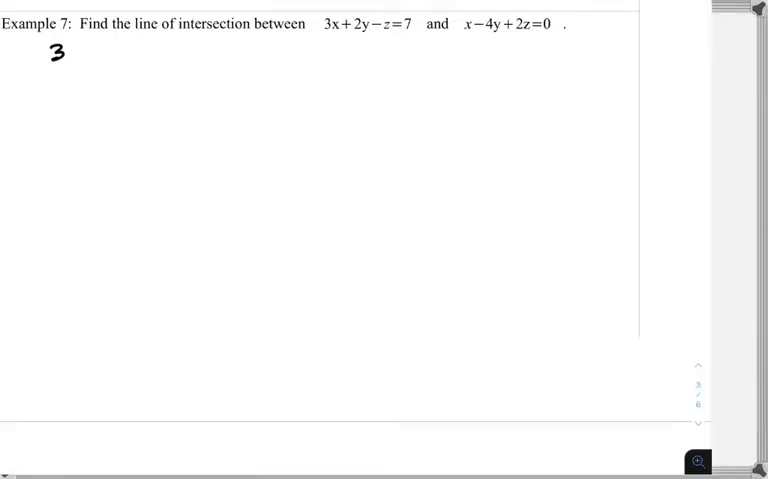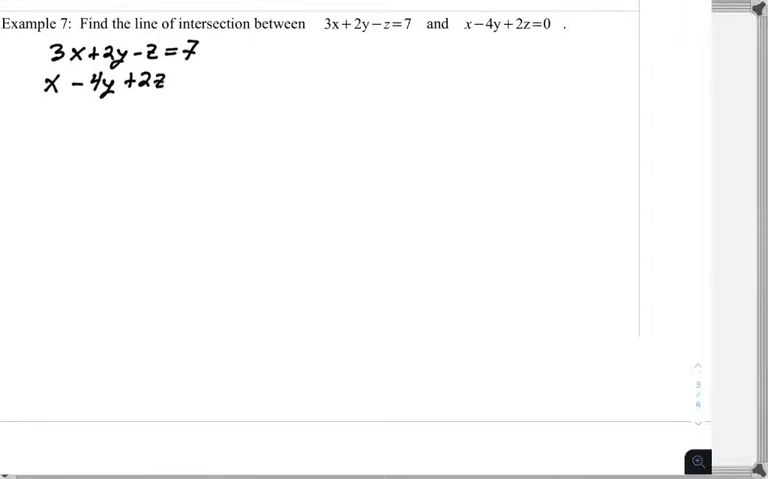All right, example number 7. Find the line of intersection between the planes 3x plus 2y minus z equals 7 and x minus 4y plus 2z is equal to 0. So we're going to set it up as a system of equations.